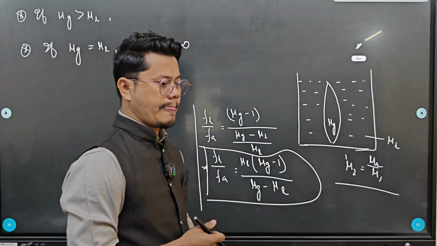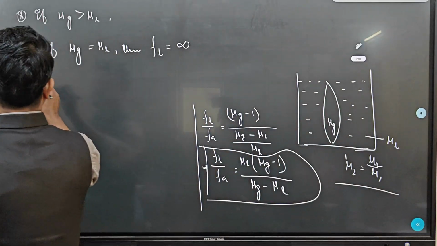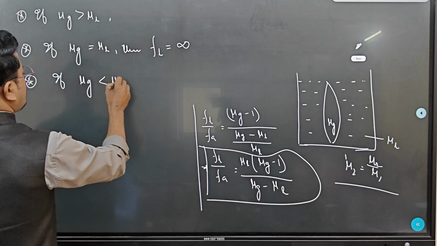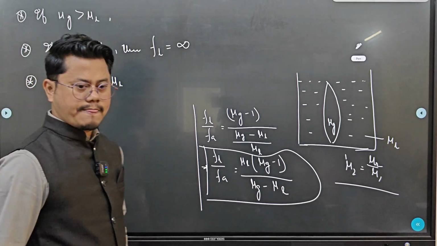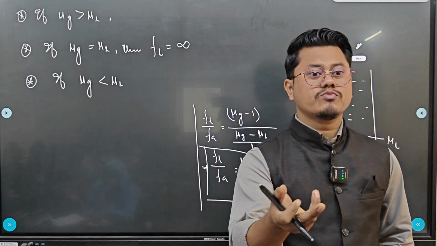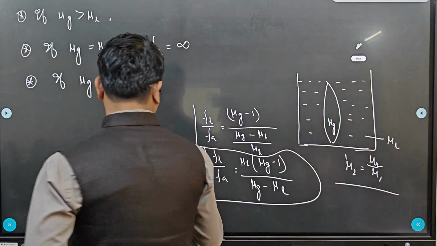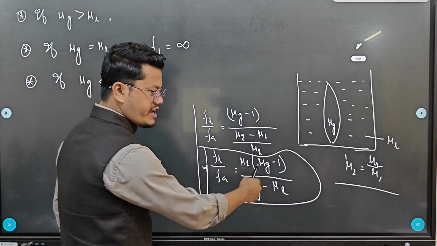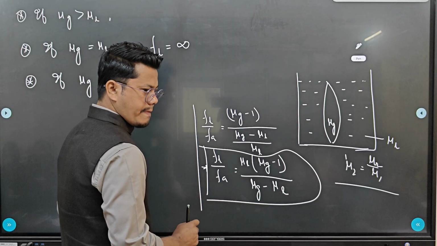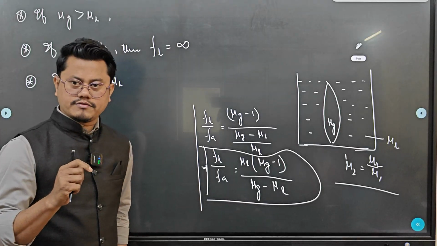Go for the third interpretation. In the third case, if mu g less than mu l, what will happen? We have immersed a lens inside a liquid having refractive index greater than the lens. Just look at the mathematical expression. If mu g less than mu l, then this term will be negative. If I send Fa towards the right, then I'll be getting Fl is negative.